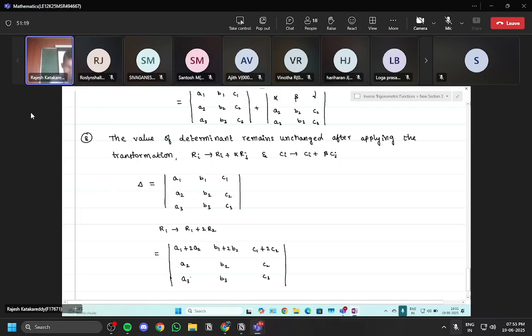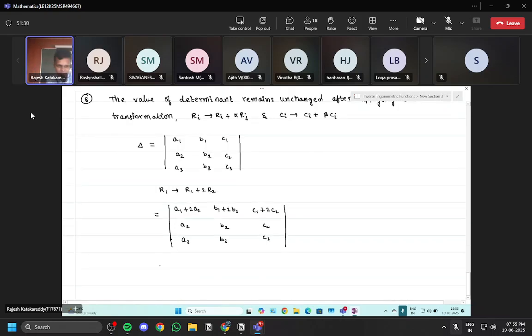So now using the seventh property, each and every term of row 1 is expressed as sum of two things. I can break the single determinant into two different determinants, and I can write this as determinant of A1, B1, C1, A2, B2, C2, A3, B3, C3. Right? Next you have determinant of 2 times A2, 2 times B2, 2 times C2, A2, B2, C2, A3, B3, C3.